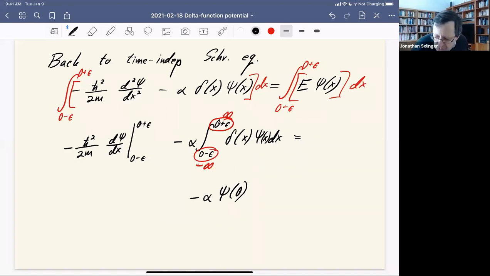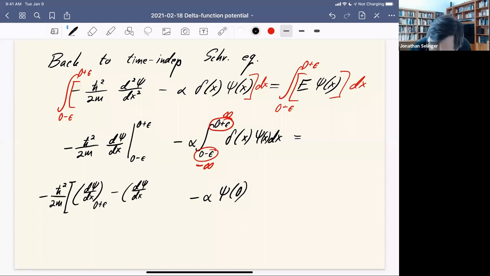That's the integral of this term. The integral of the first term, I didn't write it out, but I could. It's minus h bar squared over 2m, and then d psi dx at 0 plus epsilon minus d psi dx at 0 minus epsilon.